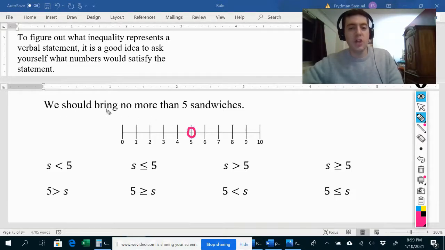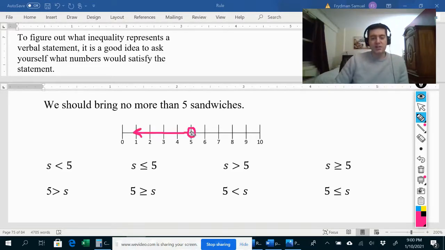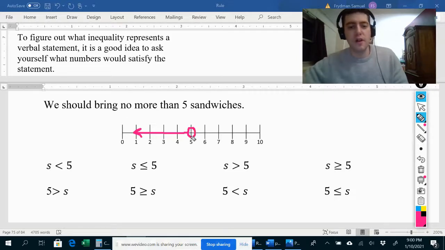Okay, so if I want to bring no more than 5 sandwiches, and if somebody brings 7 sandwiches, is that okay? No, because that's more than 5. We don't want to bring more than 5. So 7 is not okay, 8 is not okay, 6 is not okay. But these numbers down here are okay. Okay, so that's fine. What if we bring exactly 5 sandwiches? Well, exactly 5 sandwiches is also fine because it's not more than 5 sandwiches, right? We just don't want to bring more than 5 sandwiches. But bringing exactly 5 sandwiches is still fine.